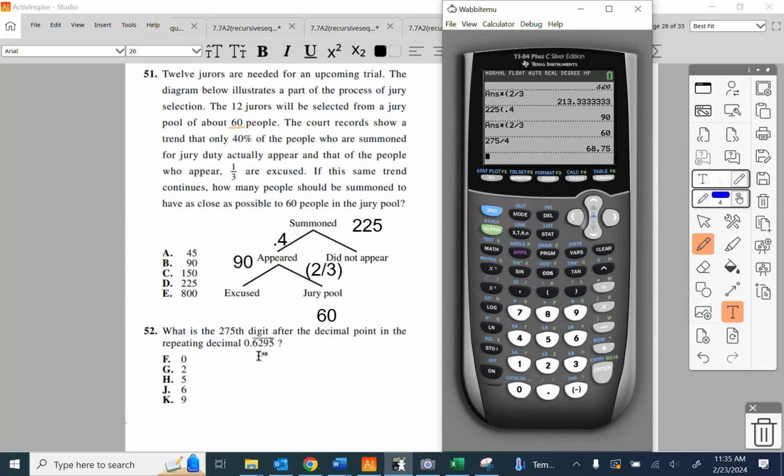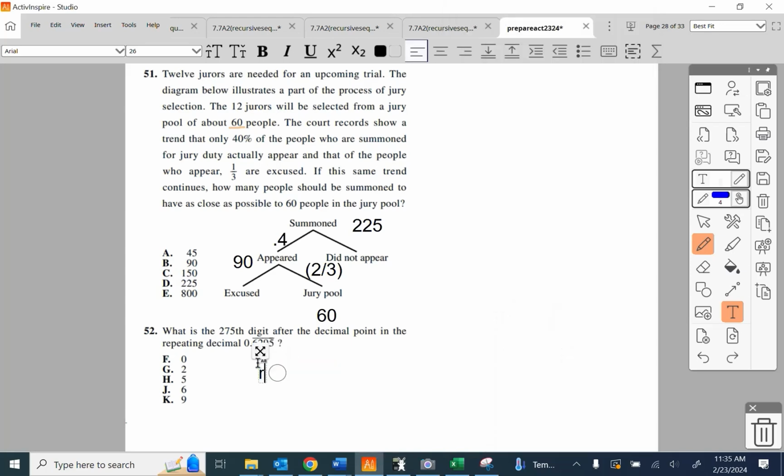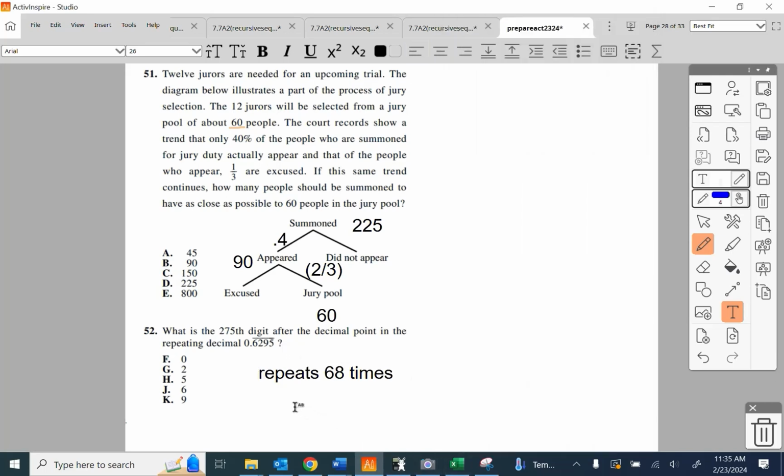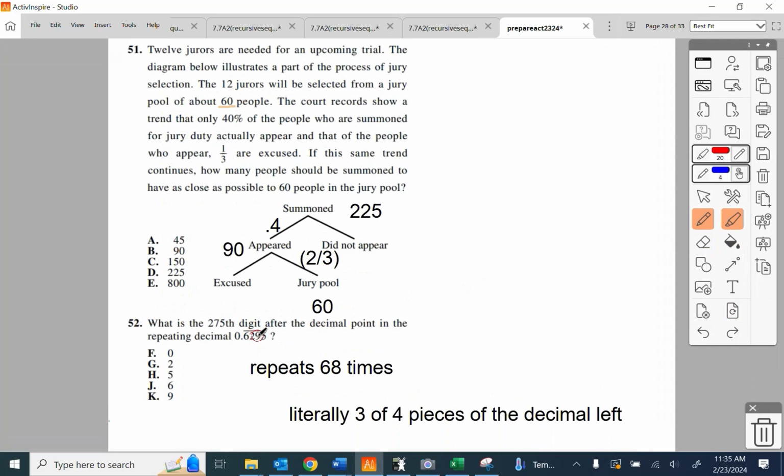So what I've learned is 0.6295 repeats 68 times. Now what's left is 0.75. I'm going to take away the 68. What's left is 3/4 of that decimal. There's literally 3 of 4 pieces of the decimal left. So that's going to be 0.629. It's going to stop on that 9. Choice K. Because I'm interested in the third piece.